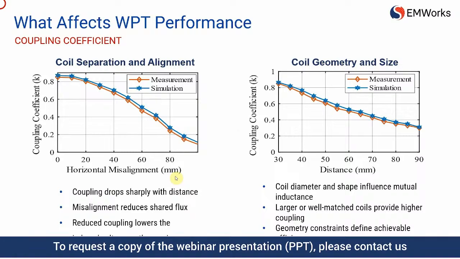Horizontal misalignment also significantly reduces the coupling coefficient. When the coils are not properly aligned, their overlapping area decreases, leading to uneven magnetic field interaction and reduced power transfer. This effect is also illustrated here in this slide.